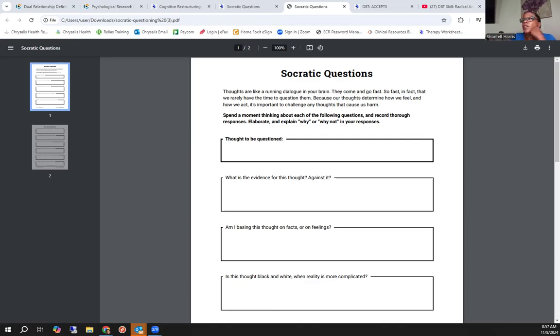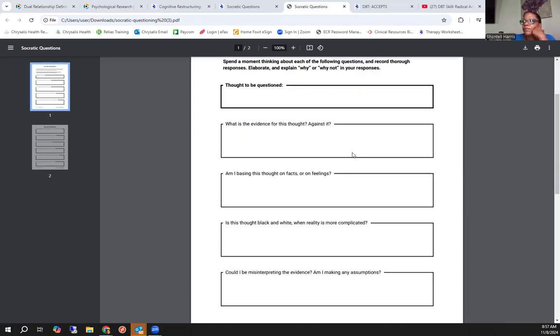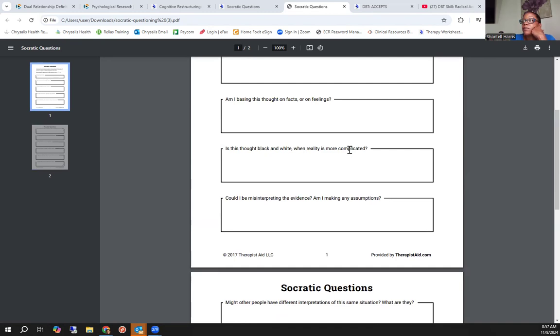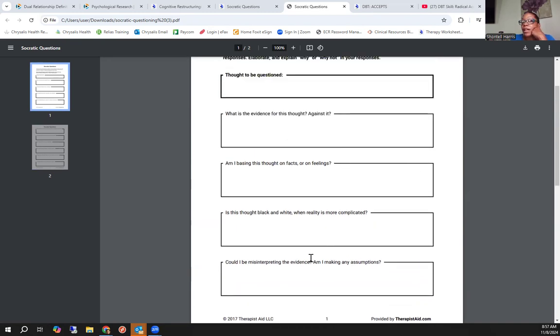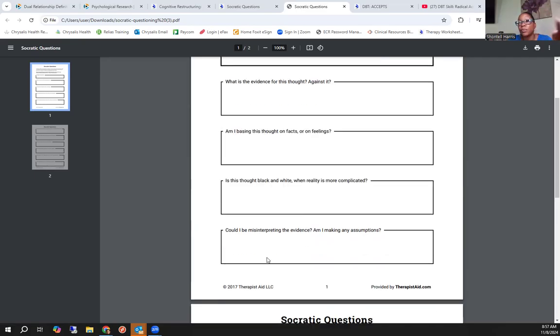Okay, so is it black and white? No, it's not black and white, because it's a little bit more complicated, because I don't know this woman, and she's obviously upset with something. So maybe whatever she's upset with has nothing to do with me. Okay. Next question, could I be misinterpreting the evidence?